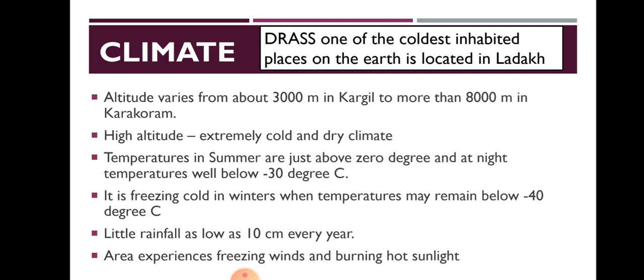Climate. Drass, one of the coldest inhabited places on earth, is located in Ladakh. Here, the altitude varies from about 3000 meters in Kargil to more than 8,000 meters in Karakoram. Due to its high altitude, the temperature here is extremely cold and dry. Temperatures in summer are just above 0 degrees and at night the temperature is below minus 30 degrees Celsius. It is freezing cold in winters when the temperature may remain below minus 40 degrees Celsius.